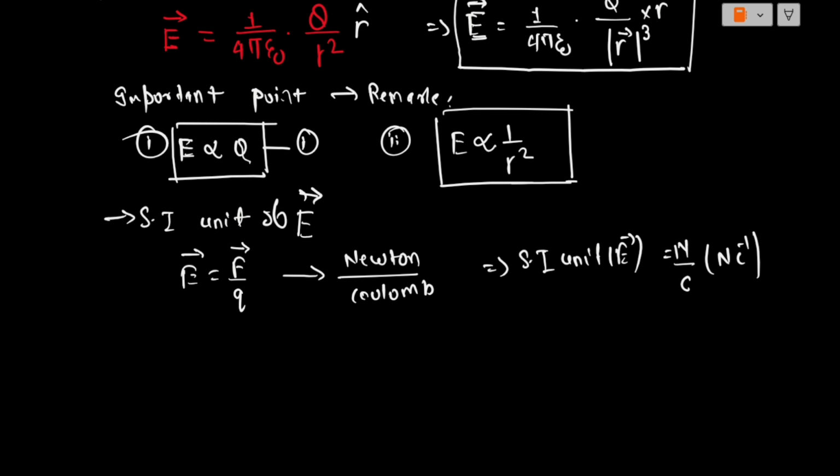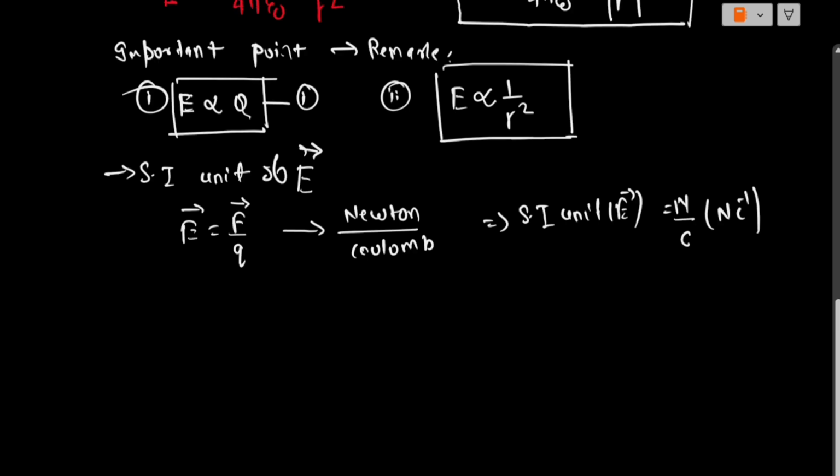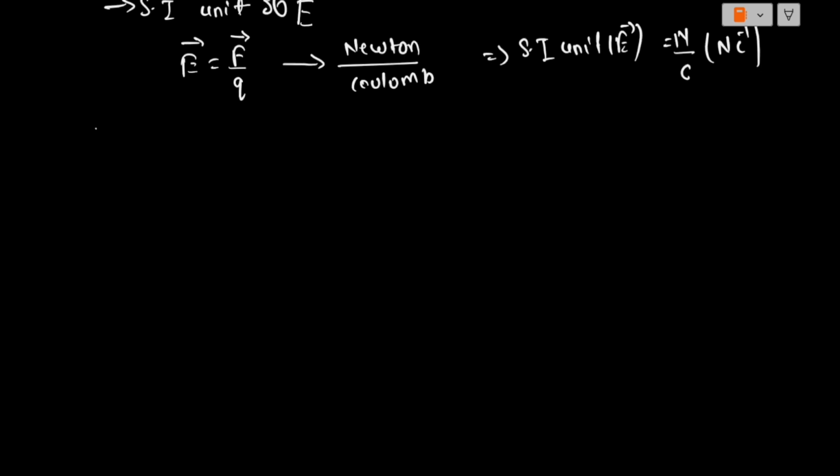Now let's take an example of how electric field works. So here we have a question. If you have a charge with a magnitude of 4 microcoulomb, and at a distance of 2 centimeter, calculate the electric field at this point. What would be the electric field at a point P?